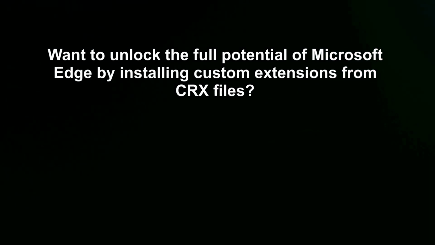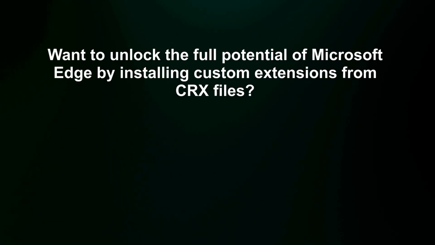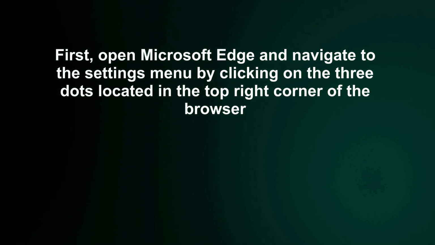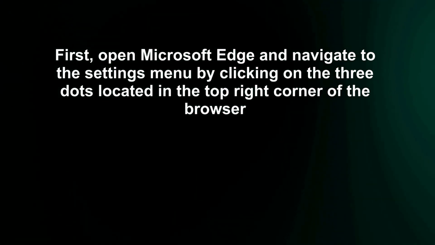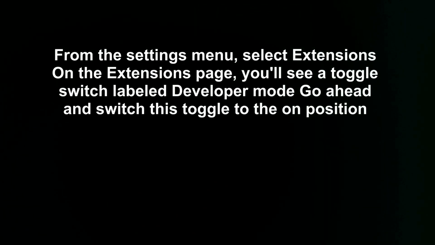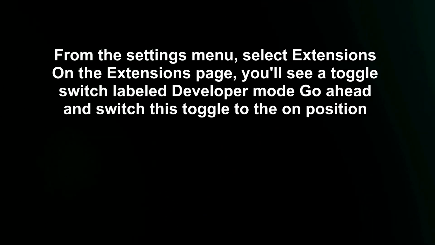Want to unlock the full potential of Microsoft Edge by installing custom extensions from CRX files? First, open Microsoft Edge and navigate to the Settings menu by clicking on the three dots located in the top right corner of the browser. From the Settings menu, select Extensions.